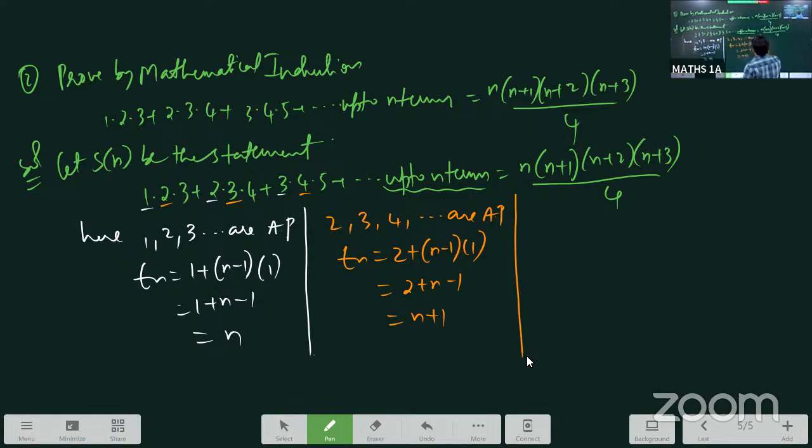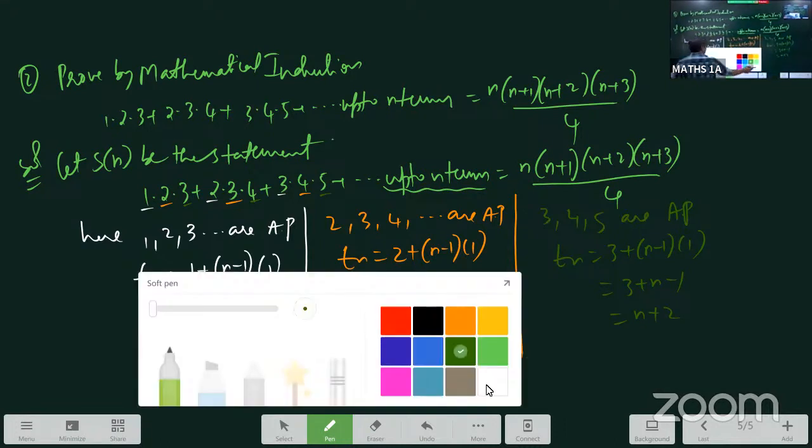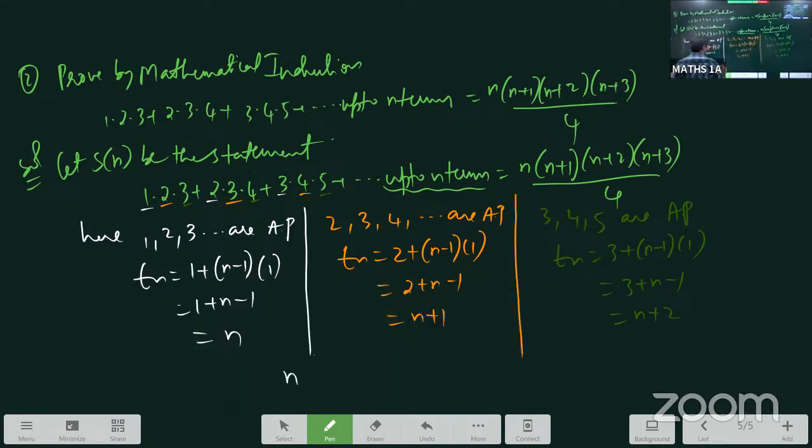Next, the third terms, that is this, and this. The third terms I'm talking about. So 3, 4, 5 are in AP. It means Tn is equal to 3 plus n minus 1 into 1, that is n plus 2. So what is your nth term we got? n into n plus 1 into n plus 2.